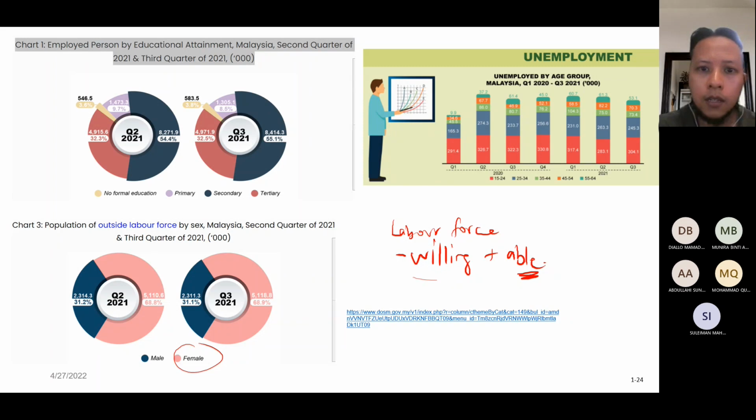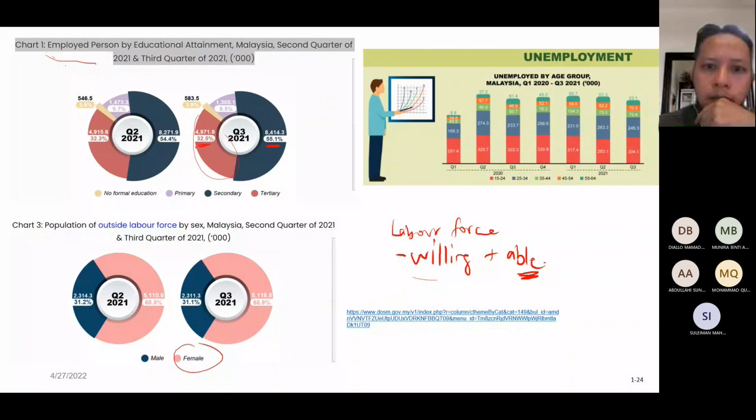Okay. Oh yeah, so this figure, chart 1 here, looks at employed persons. Okay, so in terms of people in the labor force, 55% have secondary qualification, 32% have tertiary education. Okay, so most of the people who are working only completed high school. Okay, and only around 30% have a university qualification.